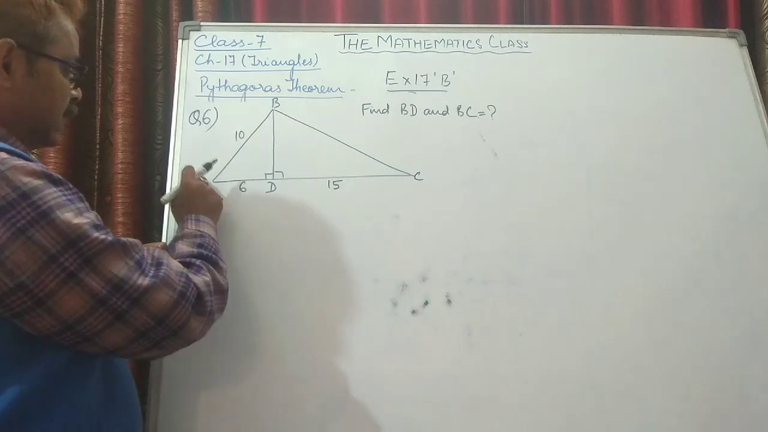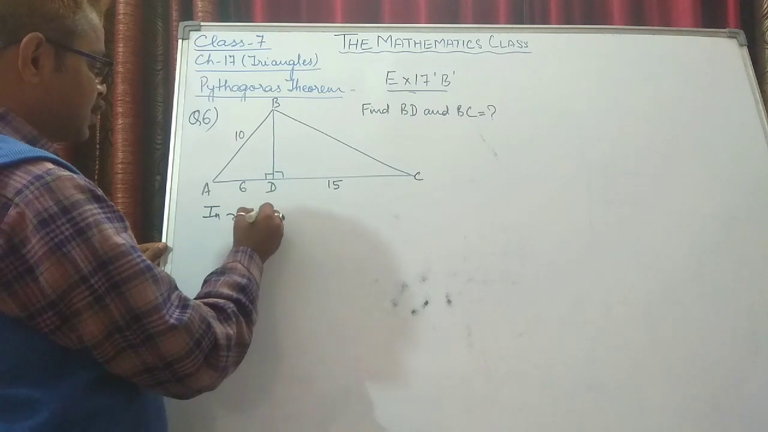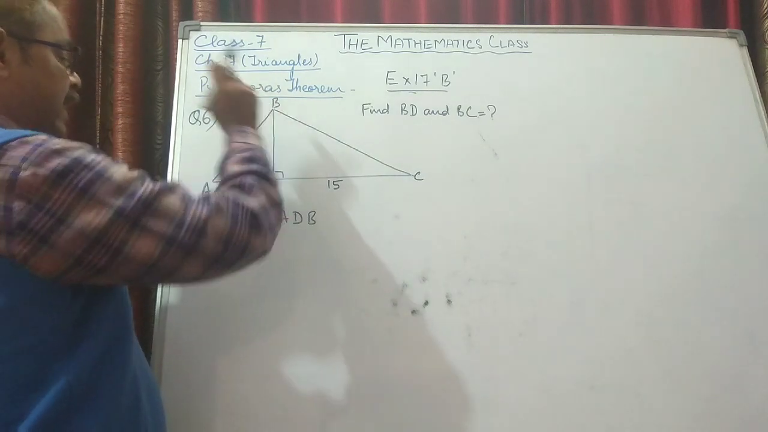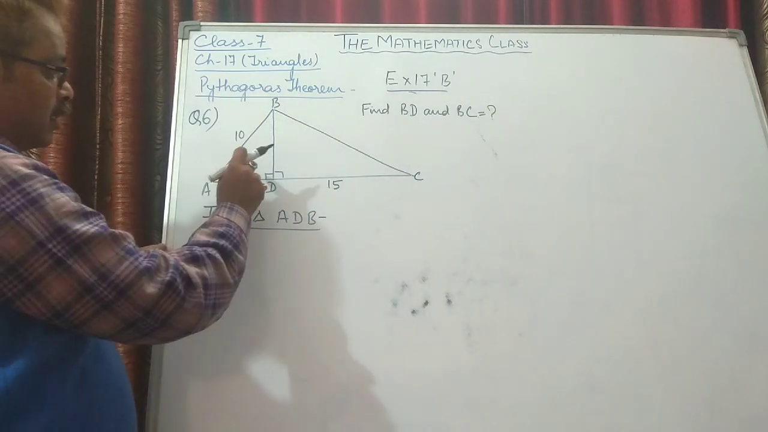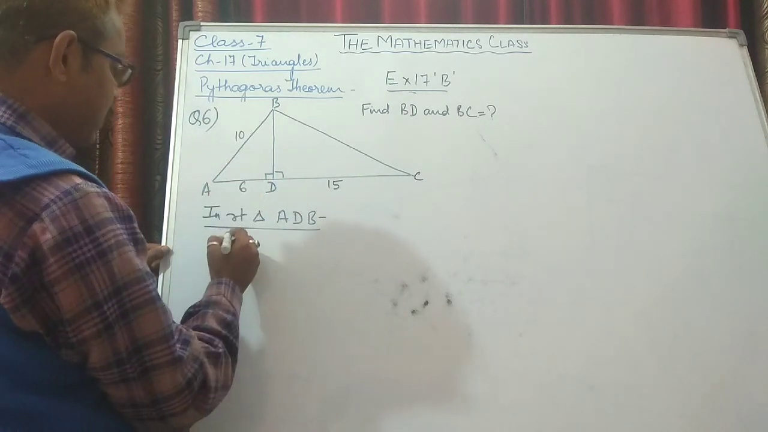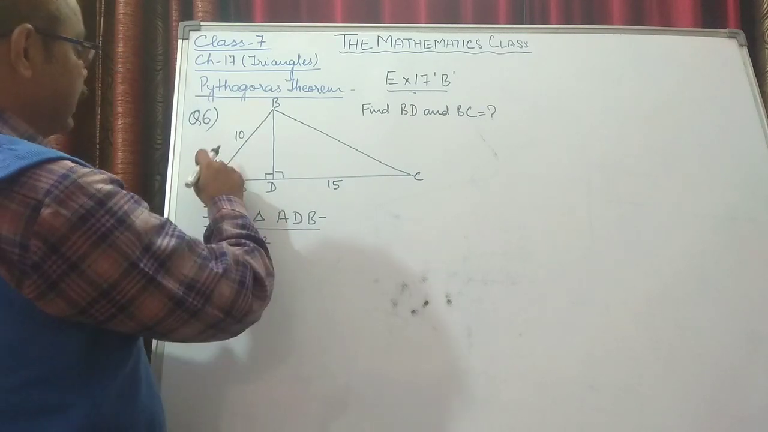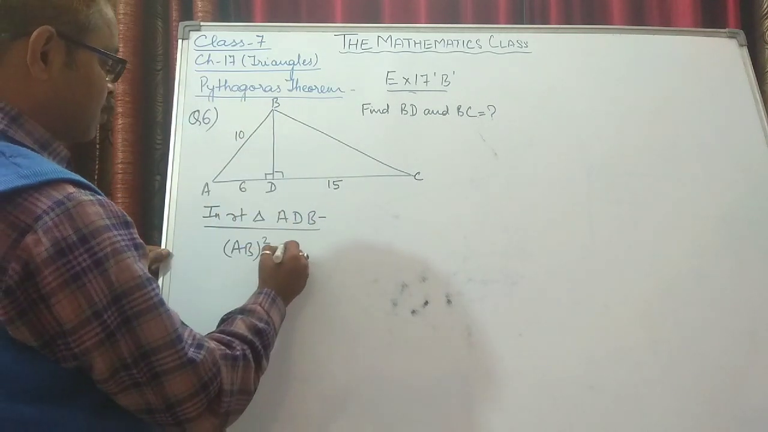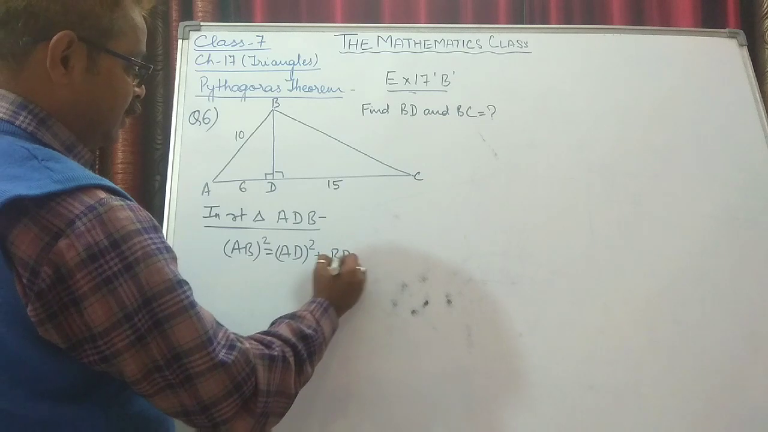First of all we will consider triangle ADB. So we will say in a right triangle ADB. ADB is a right angle triangle. So that is why it is written in right triangle ADB. Now this AB is opposite to 90 degrees, so it is hypotenuse. So according to Pythagoras theorem, we can say AB square. Why? Because AB is hypotenuse, because it is opposite to 90 degree, angle D. So AB square will be equal to AD square plus BD square.